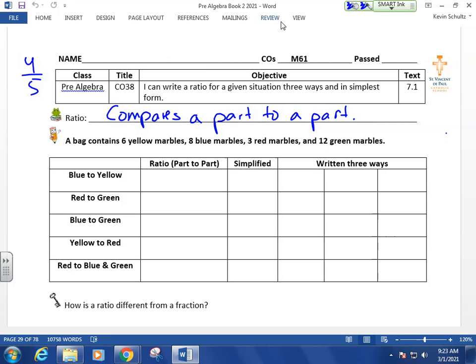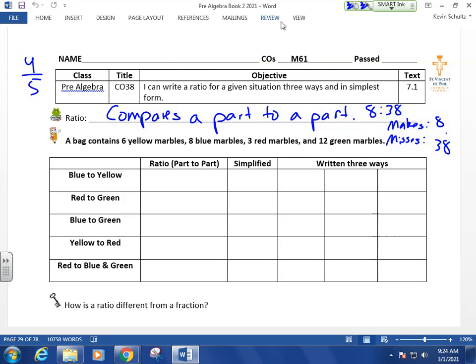Now, earlier, we played a makeshift basketball game where you got to try and get shots into the recycling bin. And in our stats, we had makes of 8 and misses of 38. So if we were to write the ratio of makes to misses, it would be 8 to 38, right? The number of shots we made compared to the number of shots we missed. It compares a part to a part.